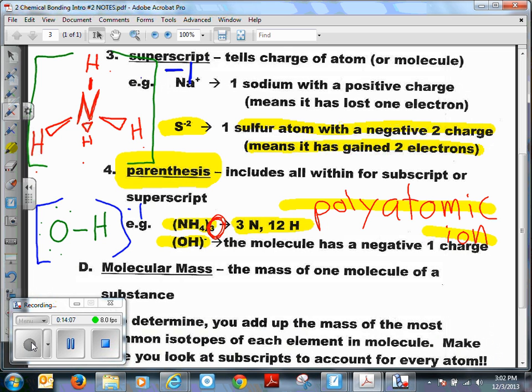Now, I've told you a little bit more than this, just so you understand that it's not as simple as N3H12. At this time, I'm not expecting you to know this part, but when you see it in chemistry, you'll be able to say, hey, I saw this before. Any questions about that? Parentheses. Okay.